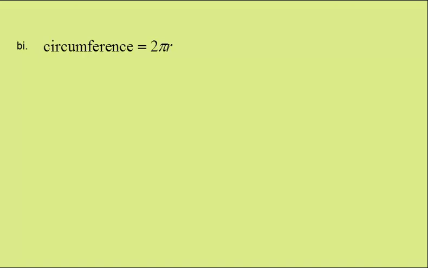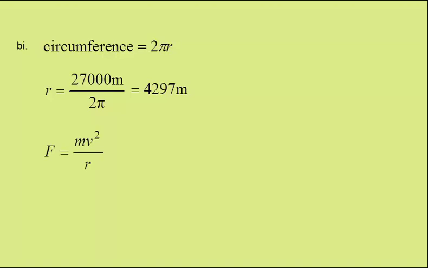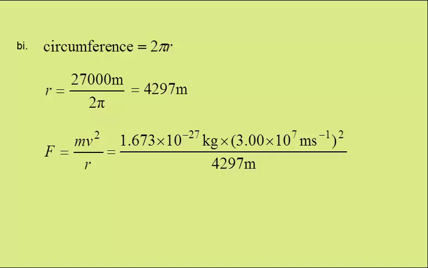Well, circumference equals 2 pi r, and so to find the radius we can use this expression, and that comes out at 4297 meters. Then force is mv squared over r, the centripetal force. Putting in the mass of the proton and the speed, 3.0 times 10 to the 7 meters per second, 10% of the speed of light, this gives a force of 3.50 times 10 to the minus 16 newtons.